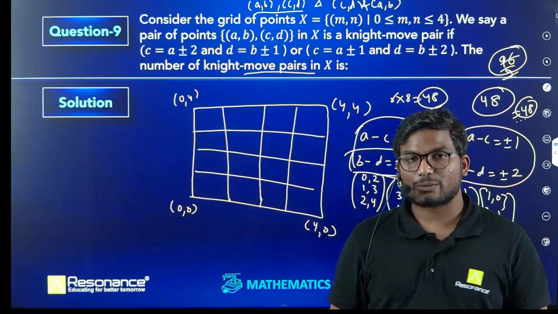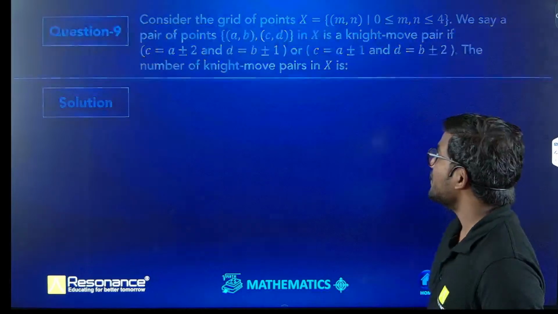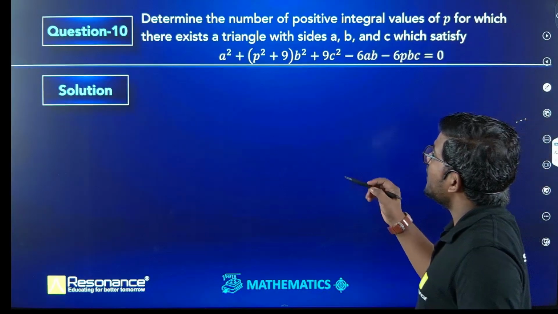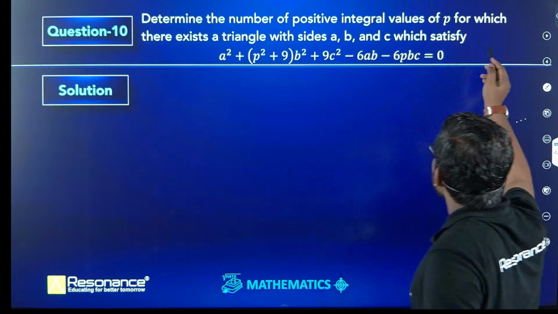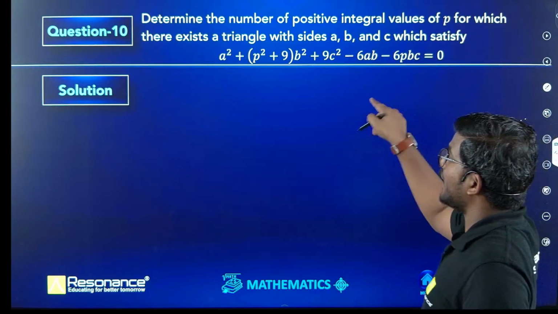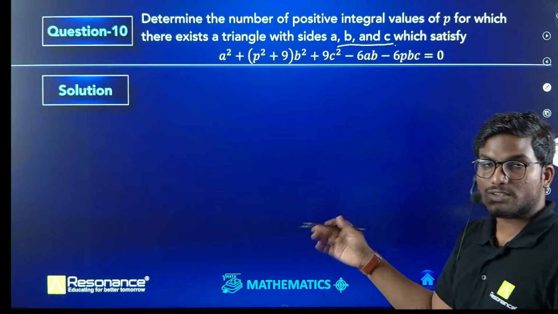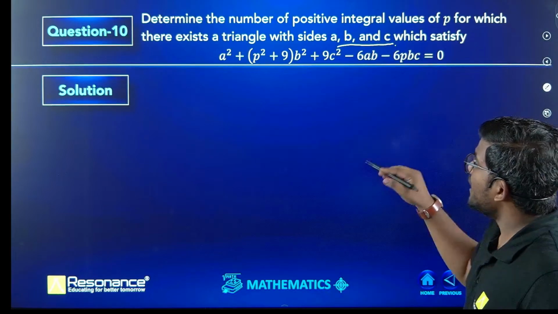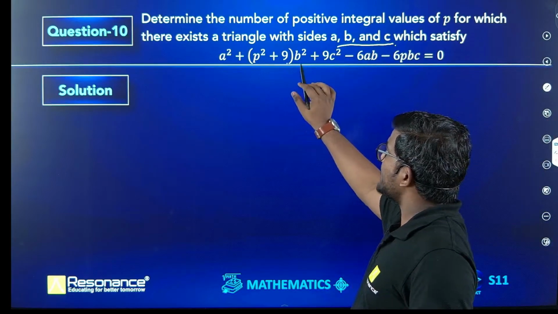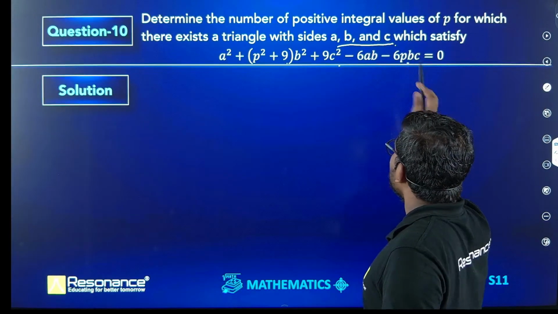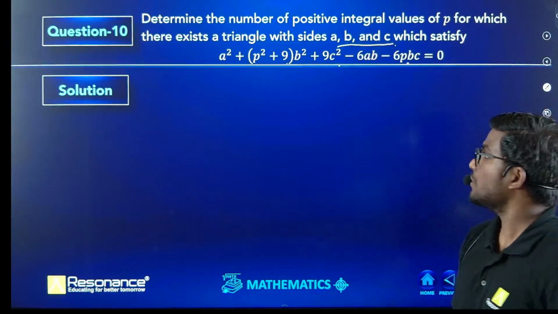Now we're back with our questions. Going further, the 10th question states: determine the number of positive integral values of P for which there exists a triangle with sides A, B and C. So A, B and C are the sides of a triangle which satisfy A square plus (P square plus 9) into B square plus 9C square minus 6AB minus 6PBC is 0.